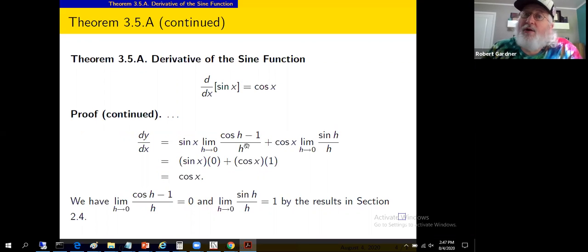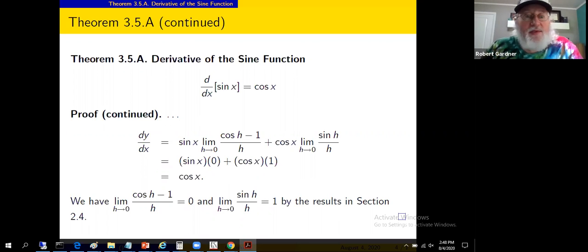And we know what these are. We know this limit is 0. That was the observation we made at the beginning of the section. We know this limit is 1. Here's the observation right here that we made at the beginning of the section. These are results from section 2.4. The reason we did them was so we could do this, it turns out. And simplify, and indeed we get the derivative of sine x, the derivative of y equals cosine x.